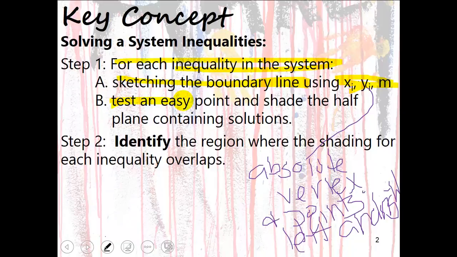Test an easy point, shade the half plane that contains the solutions, and then in order to solve the system, you have to look for where the shading overlaps. So if you use colored pencils, which is kind of fun to do, you want to look for the area that has all three colors. Or however many colors. You could have 2 colors, 3 colors, 4 colors, but you want to find the place where the shading overlaps.